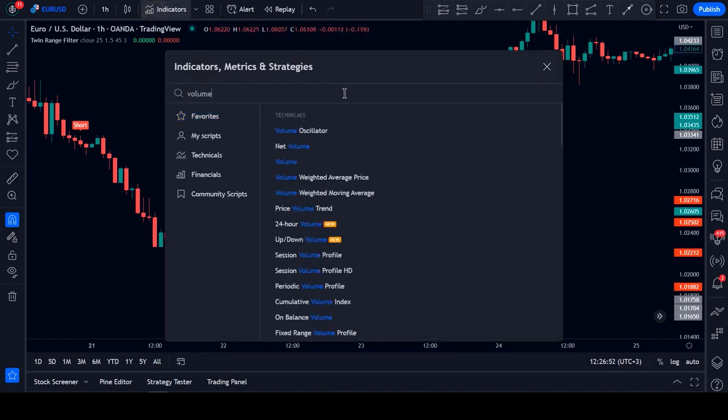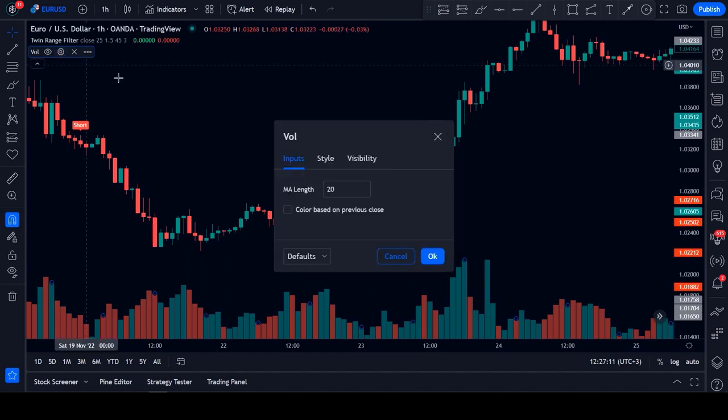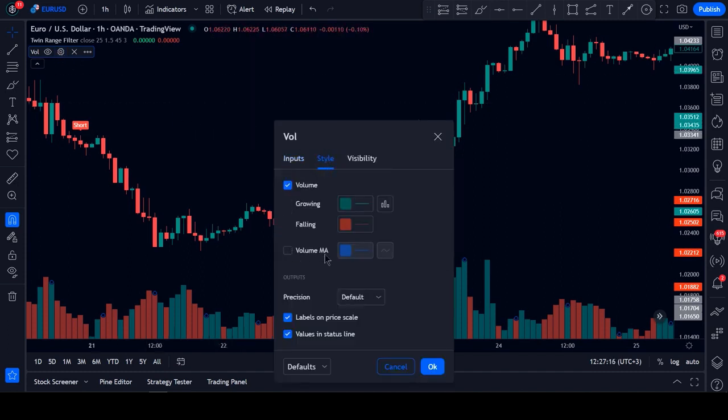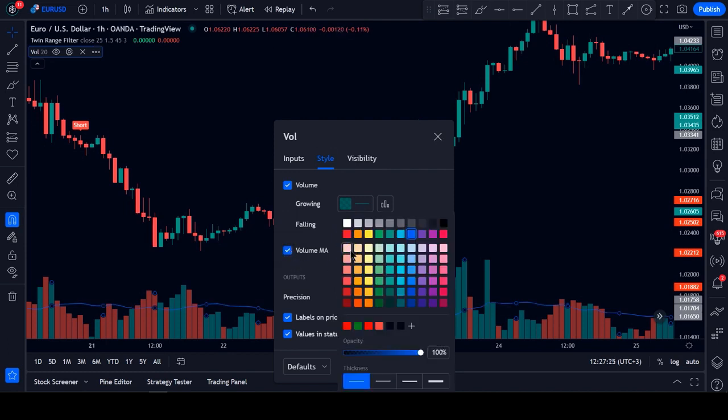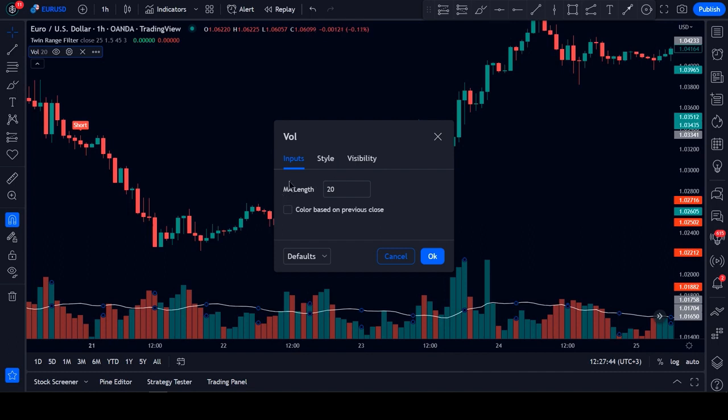Be sure to select this one by TradingView, that's under technicals. Again, we're going to access this indicator's settings by clicking right here. Head over to the style tab and click on the volume MA checkbox. Then click here and change the color to white just so it's easy to see when reading the charts. After that, click on the inputs tab and change the MA length to 10 and then click OK.